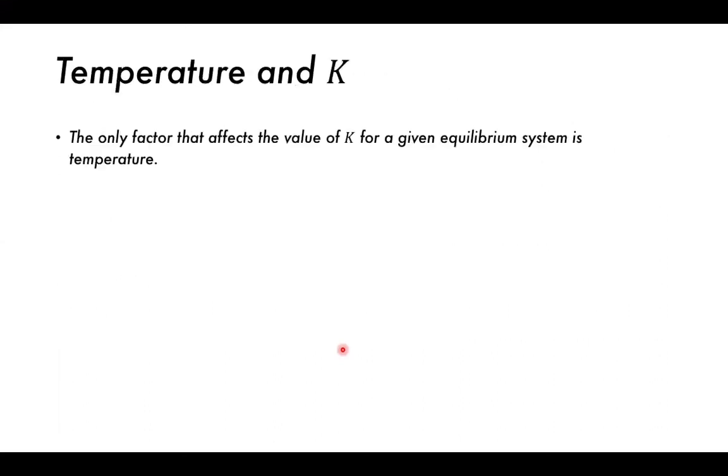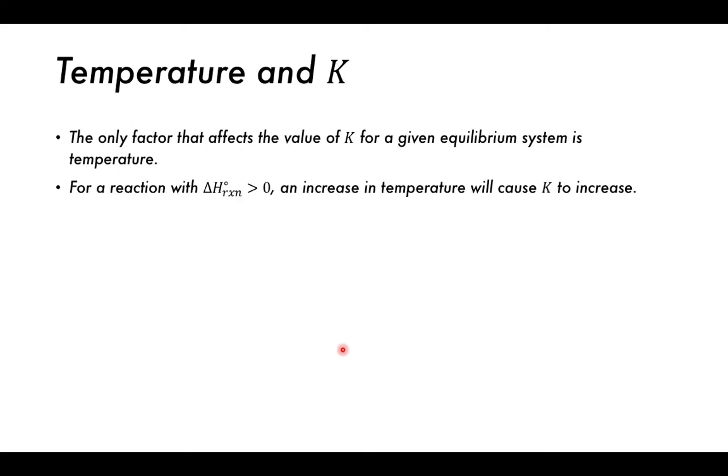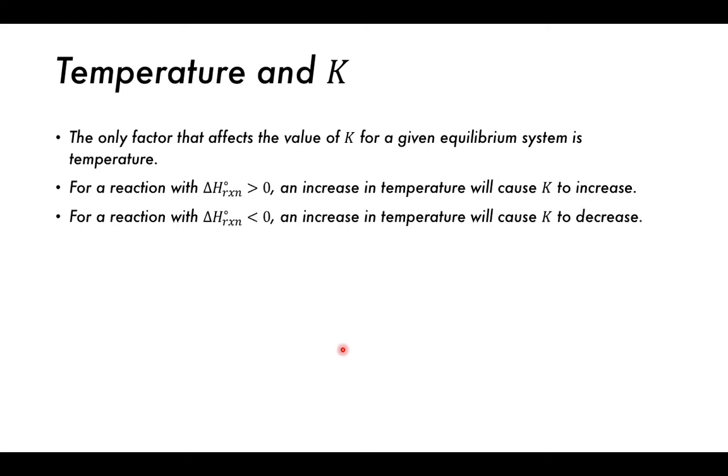So the only factor that affects the value of K for a given equilibrium system is the temperature. So for a reaction where delta H reaction is going to be greater than 0, this is then an endothermic reaction. An increase in temperature will cause K to increase. And so for a reaction which is exothermic, i.e. delta H reaction is less than 0, an increase in temperature will cause K to decrease.